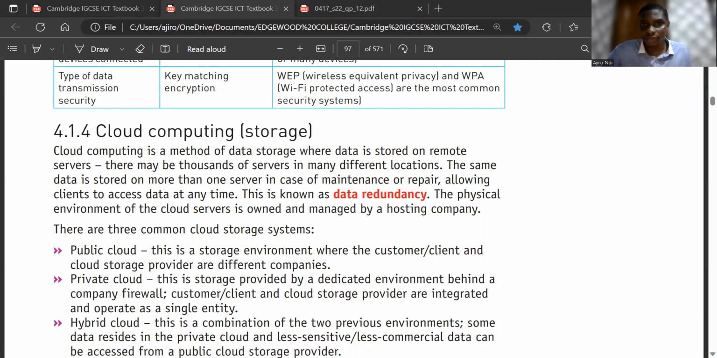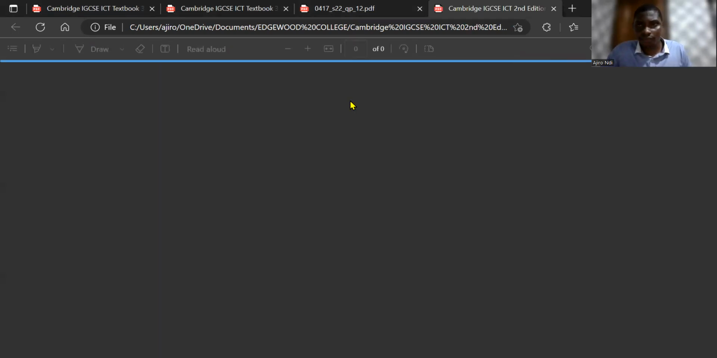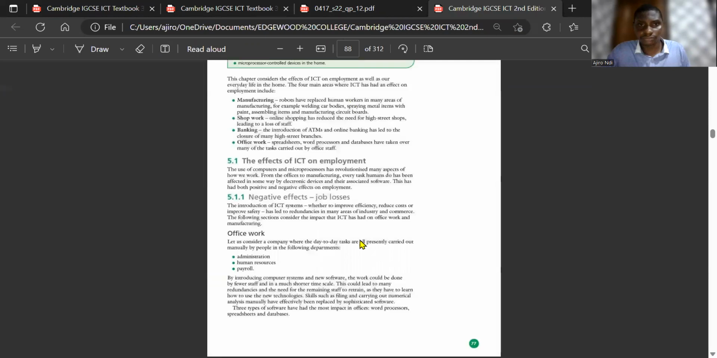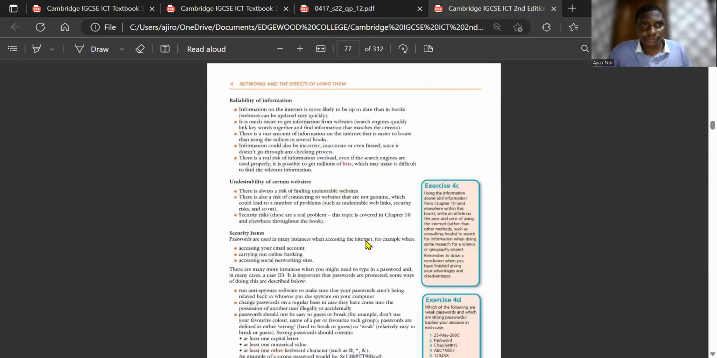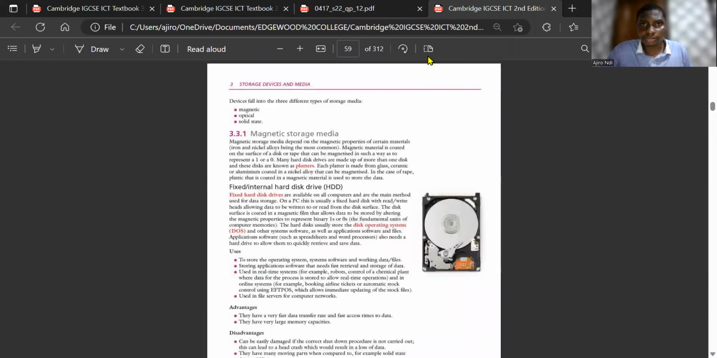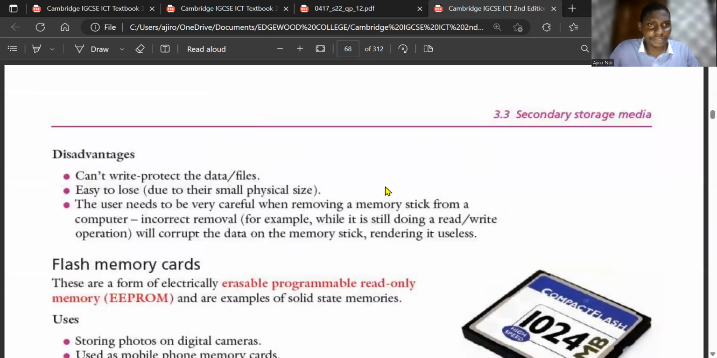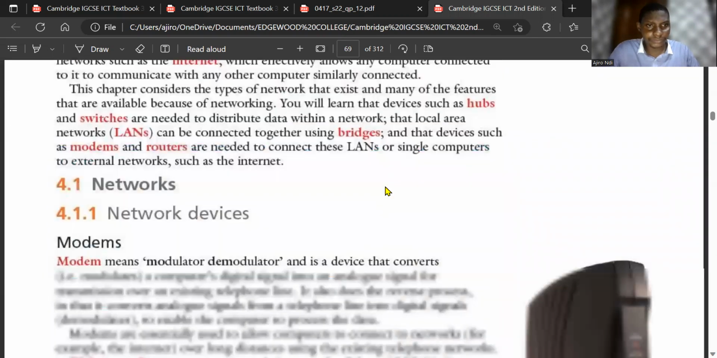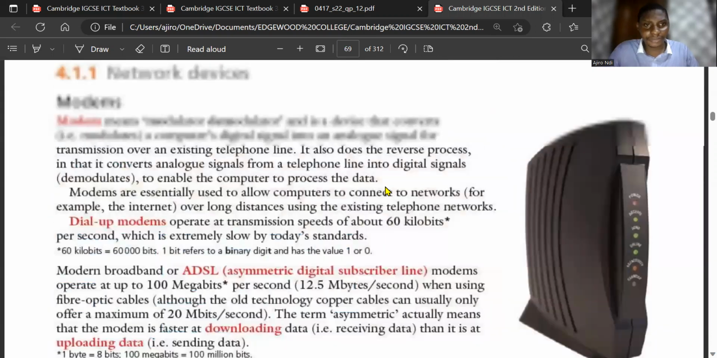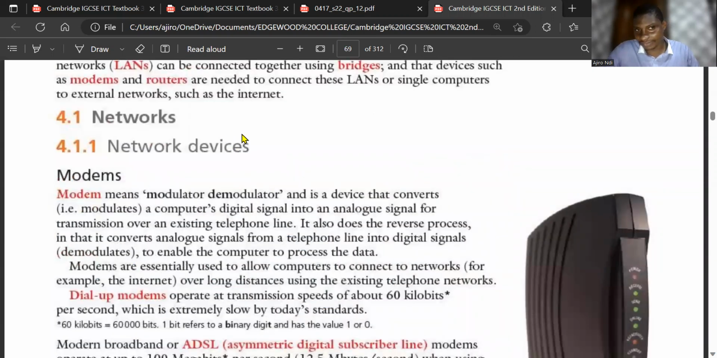Let me look for it real quick. I think I have them here. Sorry, let me. Yes, I have the second edition. Let me open it. This is the second edition. It's still chapter 4, networks. Can you see? Network devices.